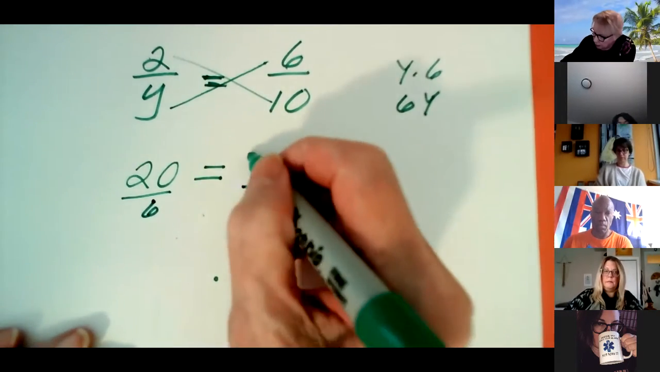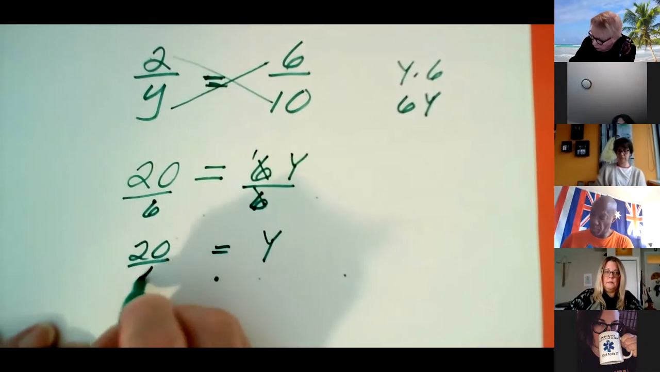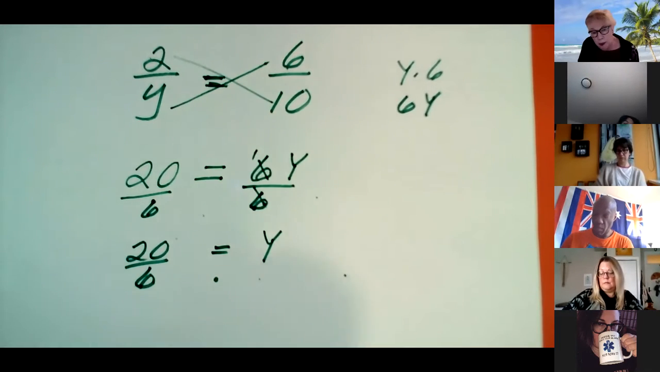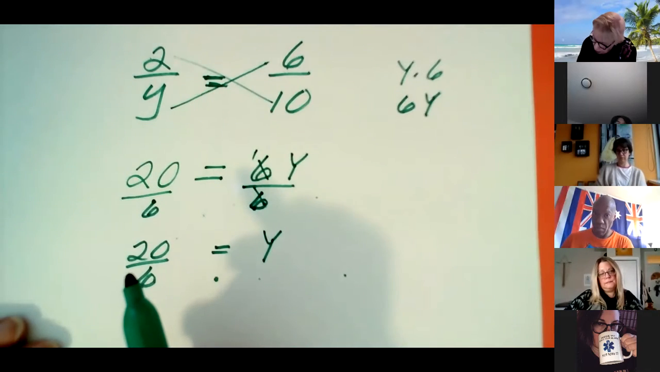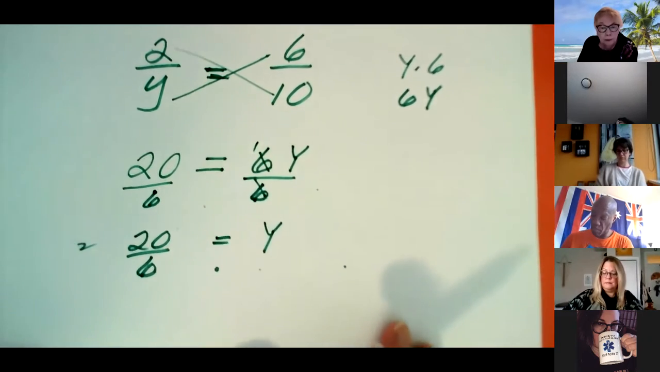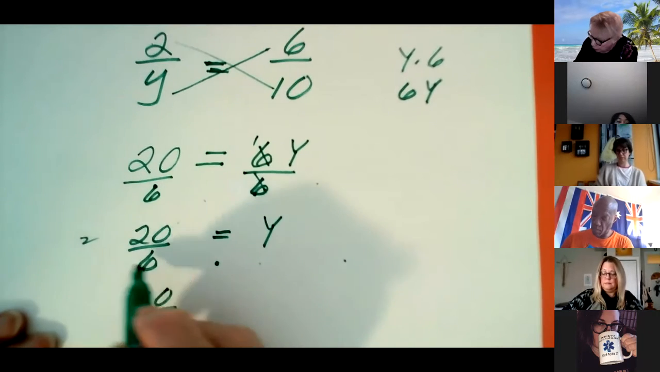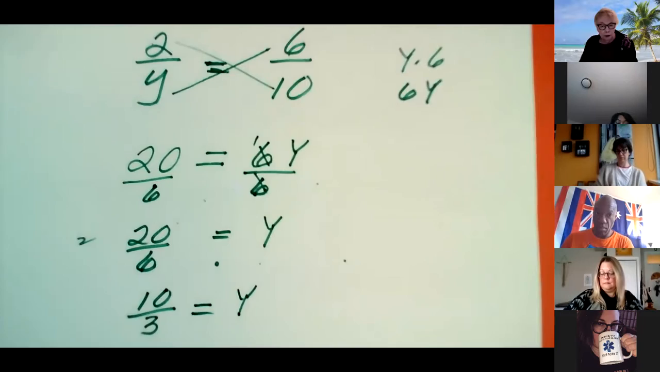So 6 divided by 6 is 1y. And this is 20 over 6. And you know as well as I do that 20 over 6 doesn't cut it because it would reduce. And so I'm going to reduce by 2. 2 into 20 is 10. And 2 into 6 is 3. And that's my answer for y.